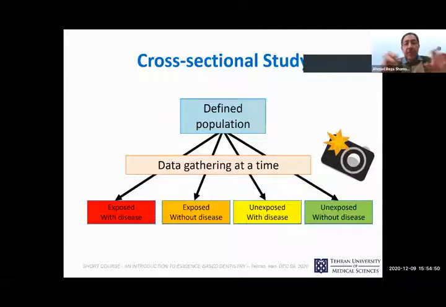And we categorize the population or participants into four categories: exposed with disease, exposed without disease, unexposed with disease, and unexposed without disease. And then we perform a statistical analysis to investigate the relationship between exposure and outcome.